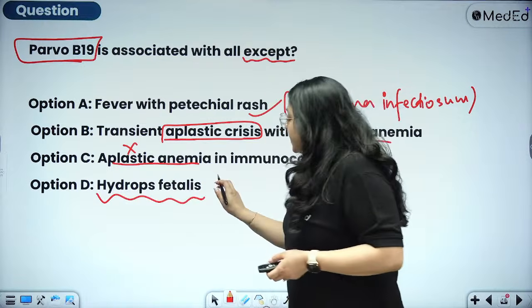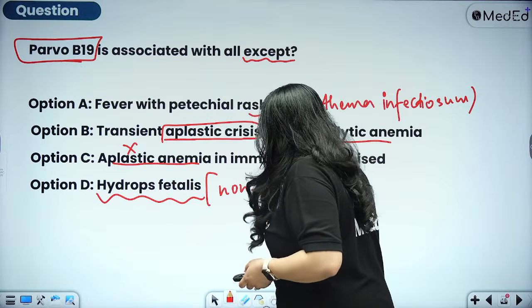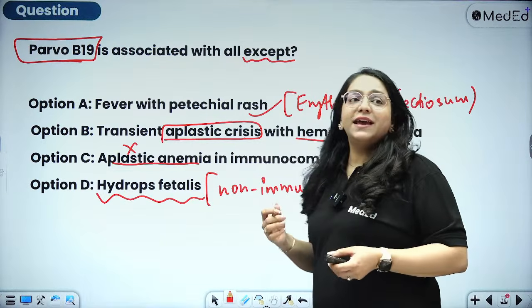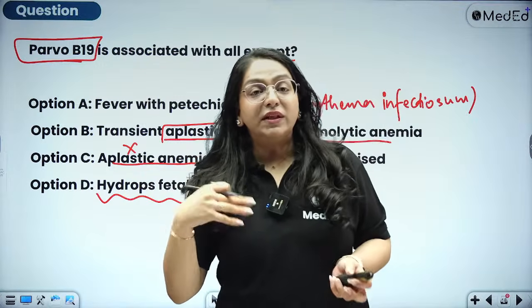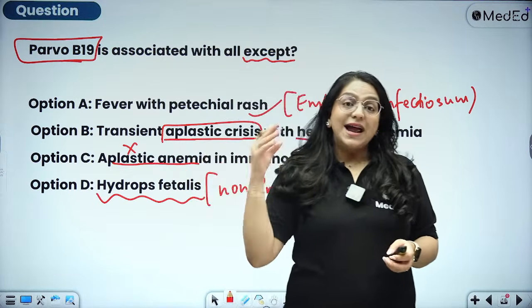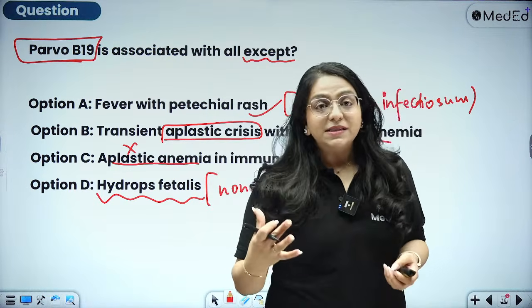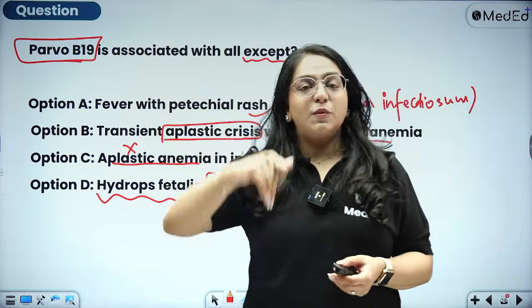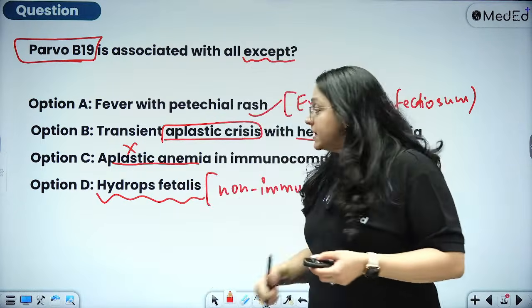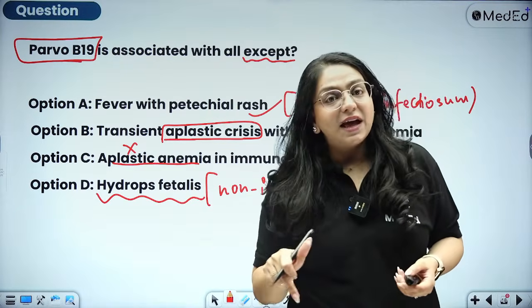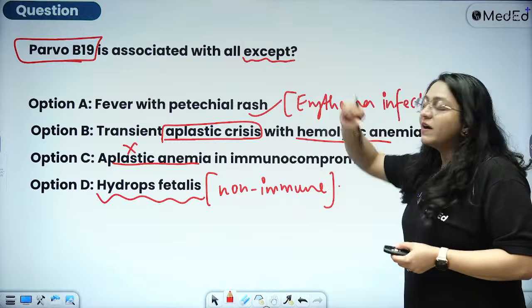Yes, of course. Which kind? Non-immune hydrops fetalis, meaning that when there was RH incompatibility between the mother and the child, what was happening? The maternal RH antibodies were attacking the RBCs of the baby. When there is an RH negative mother and RH positive baby, that is what happens in hydrops fetalis. But here, instead of maternal antibodies, who is attacking the RBC of babies? It is the parvovirus which is attacking.